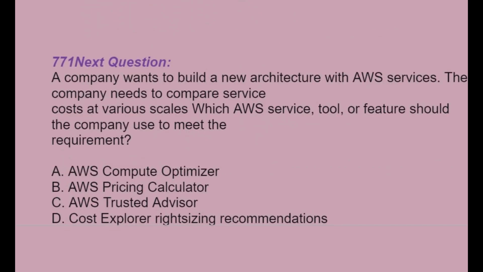Question is, a company wants to build a new architecture with AWS services. The company needs to compare service cost at various scales. Which AWS service, tool, or feature should the company use to meet the requirement? Option A. AWS Compute Optimizer. Option B. AWS Pricing Calculator. Option C. AWS Trusted Advisor. Option D. Cost Explorer Right Sizing Recommendations. Correct answer is option B.